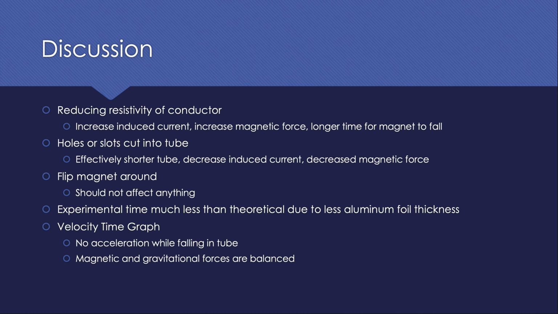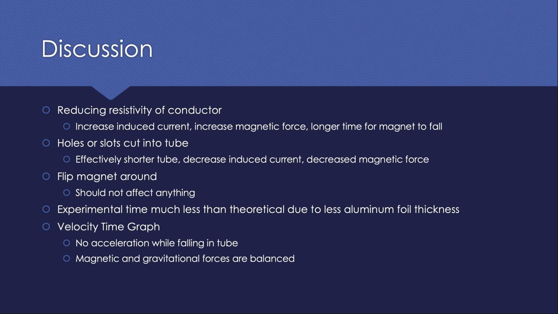Reducing the resistivity of the conductor would increase the induced current, which would also increase the magnetic force, causing the magnet to take a longer time to fall through the tube. If there were holes or slots cut into the tube, this would effectively shorten the tube and where the rings would have current, which would decrease the induced current and the magnetic force. Flipping the magnet around should not affect any of the dynamics of the system.